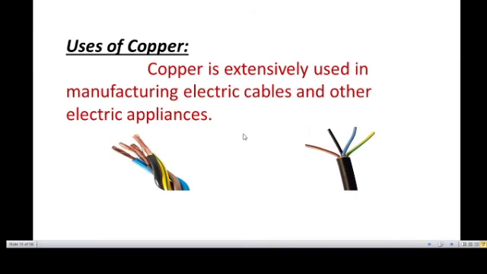What are the uses of copper? Copper is extensively used in manufacturing electric cables and other electric appliances. Its melting point is very high, so copper is extensively used in manufacturing electric cables and other electric appliances.